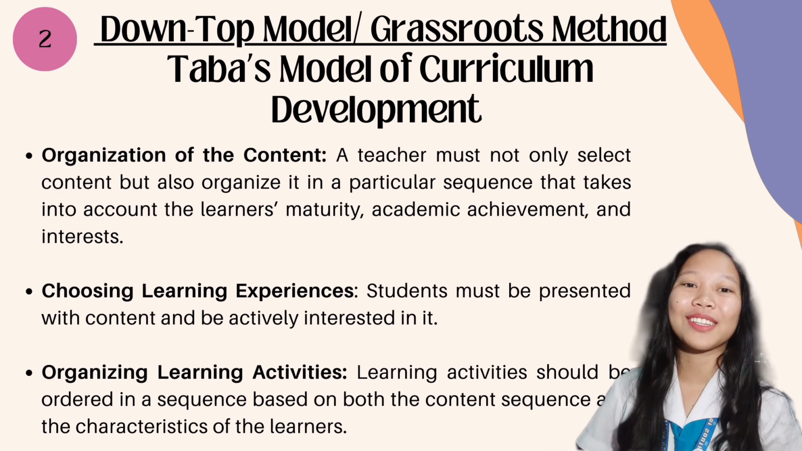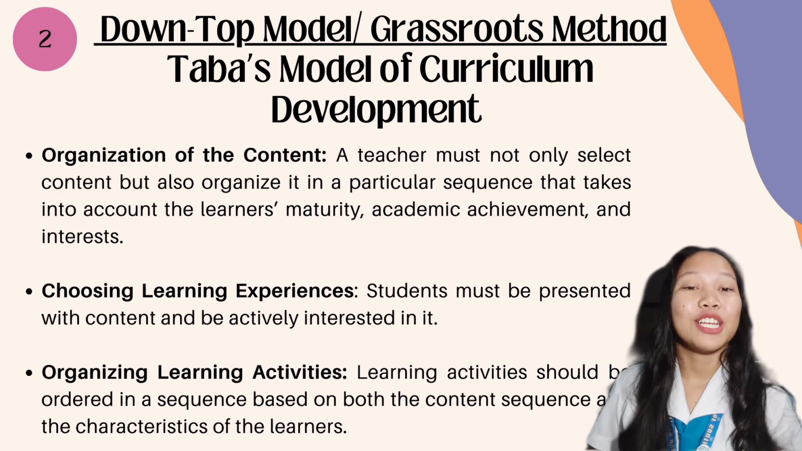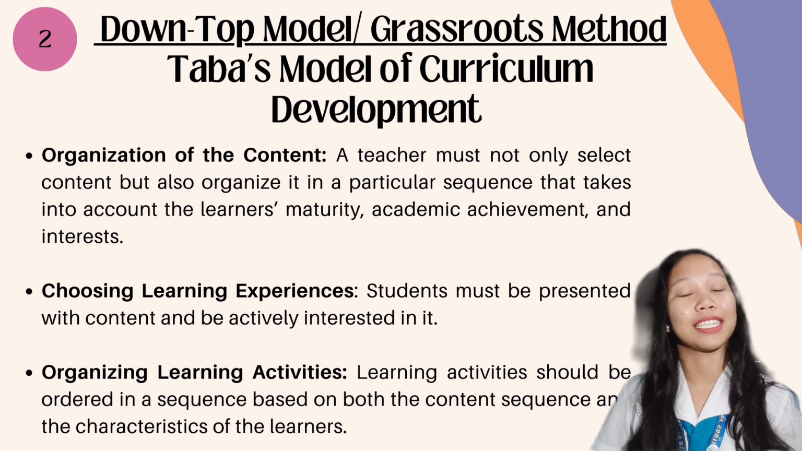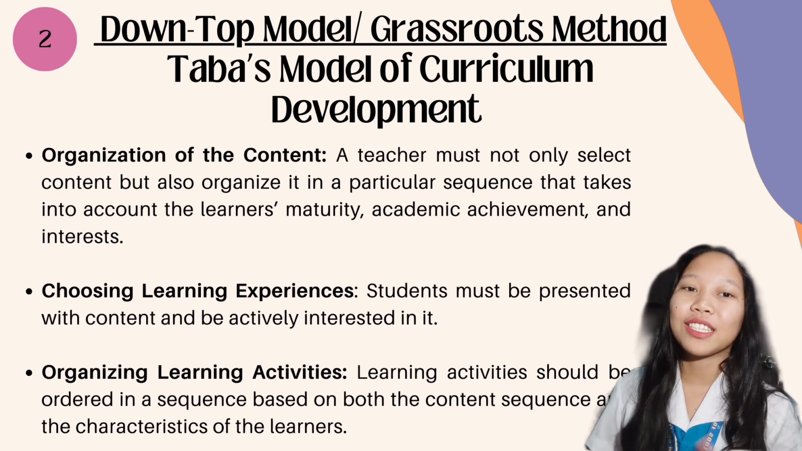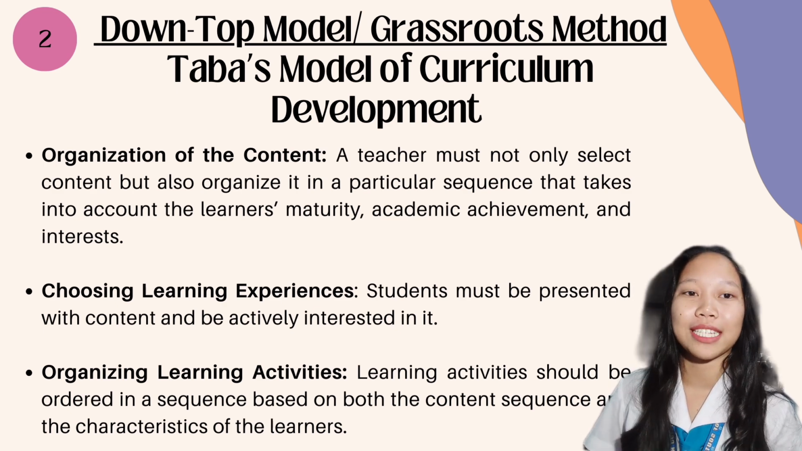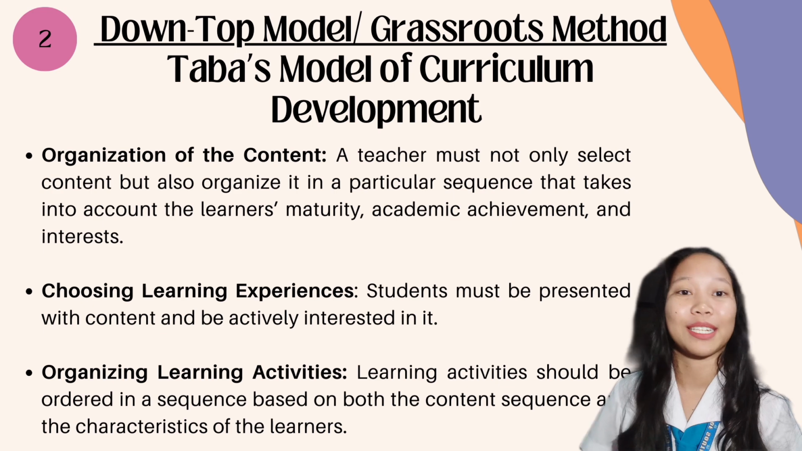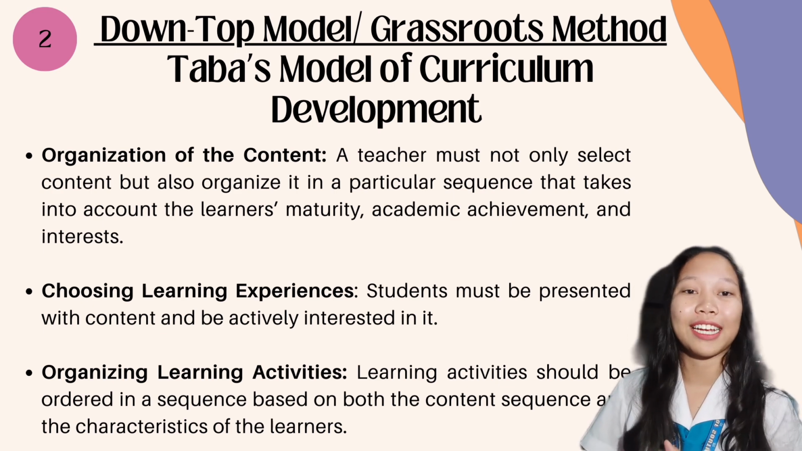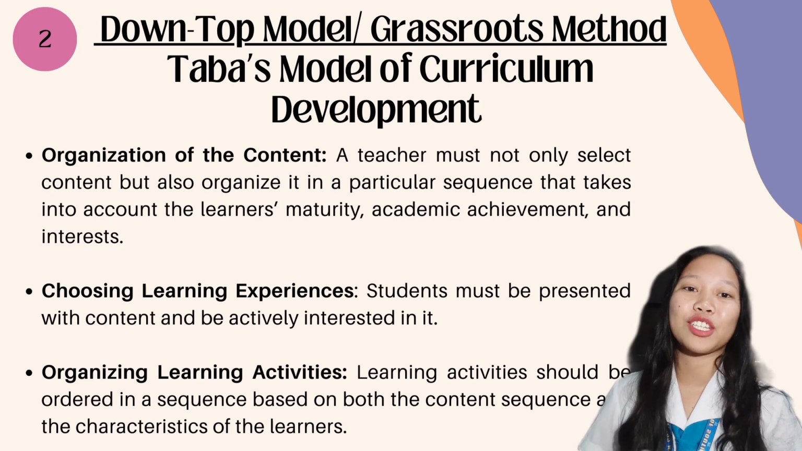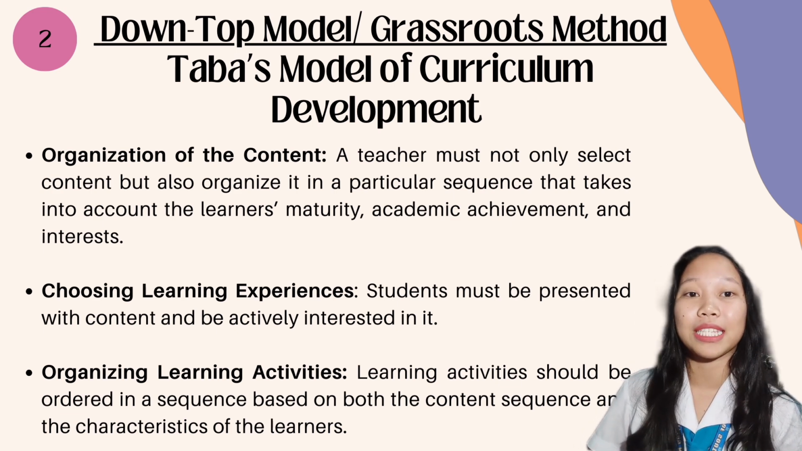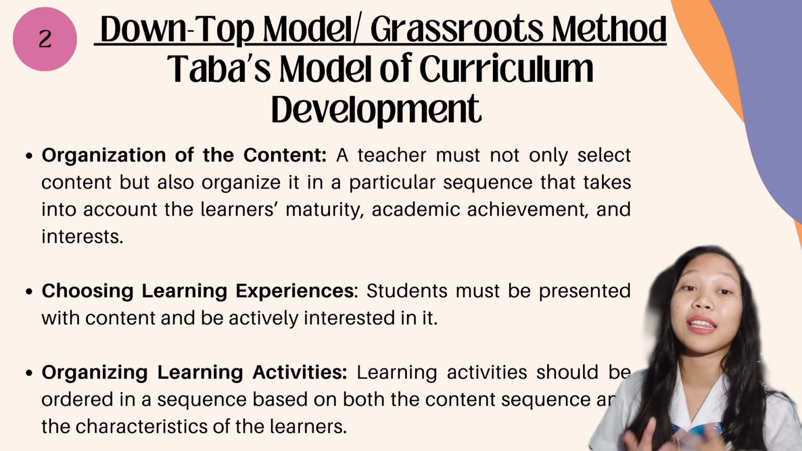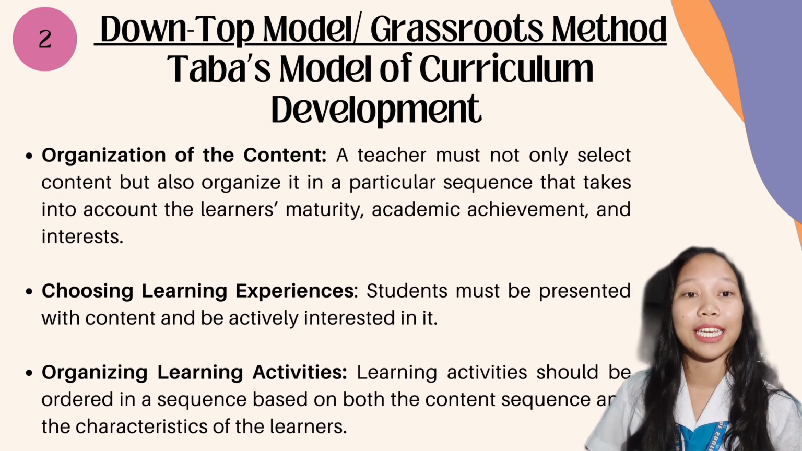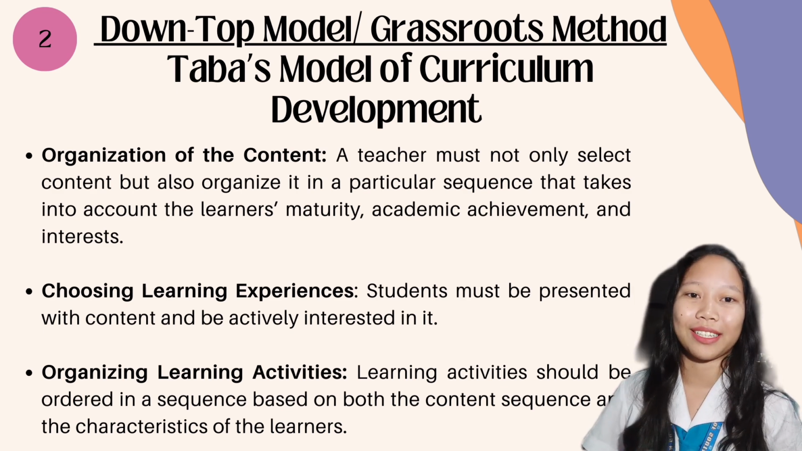Next, choosing learning experiences. Students must be presented with content and be actively interested in it. At this point, the teacher should choose an educational style that will engage pupils in the material. Next is organizing learning activities. Learning activities should be ordered in a sequence based on both the content sequence and the characteristics of the learners. The teacher must consider the kids he or she will be instructing.